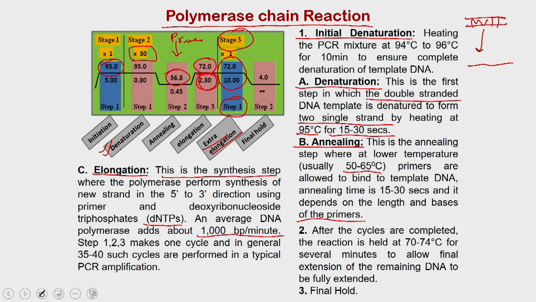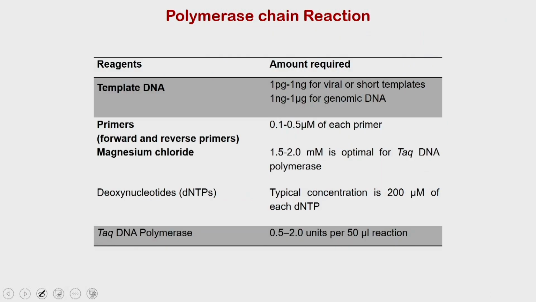And ultimately, since you have to terminate the reactions, what you do is you lower down the temperature to 4 degrees, and then you store these reactions at 4 degrees. So, for doing the PCR, these are the reagents you require.